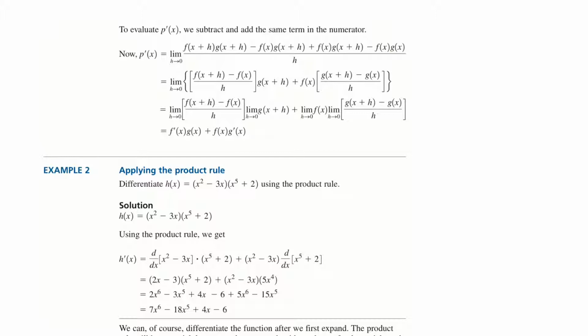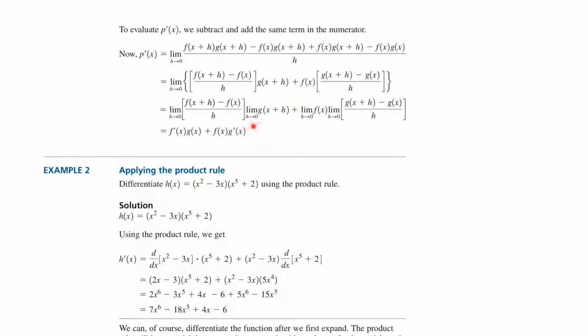Using the properties of the limit, this limit would be the limit of f of x plus h minus f of x over h times g of x plus h, plus the limit of f of x times g of x plus h minus g of x over h. The limit of addition is addition of limits.